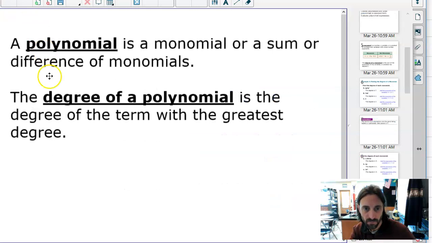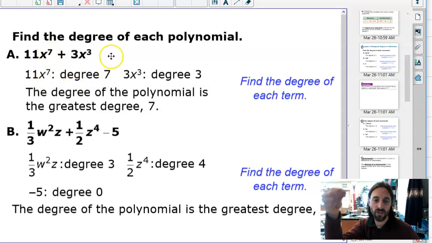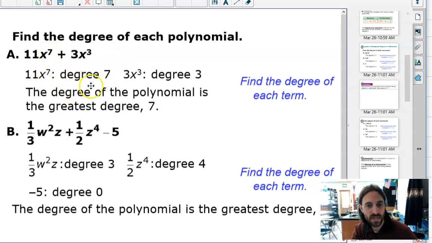I totally get it. So polynomials are monomials that are added or subtracted. They're combined. And the degree, poor Stacy, the degree is the degree of the term with the greatest degree. And here's what I'm talking about. For example, this is 11x to the 7th plus 3x to the 3rd. It is definitely a polynomial. Since x to the 7th is a greater power than x to the 3rd, the degree is 7, right?